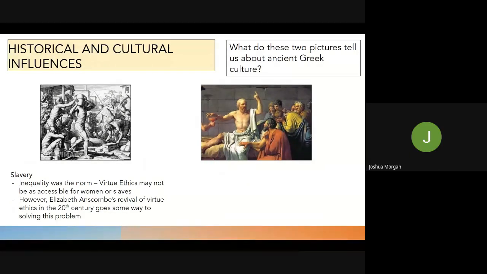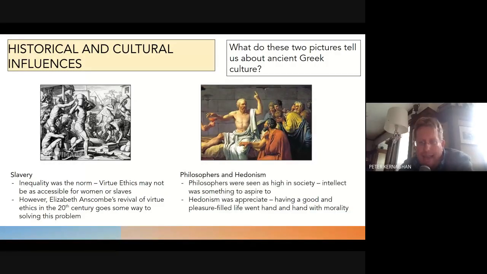They look like they're debating. Yeah. So the higher pleasures. Yeah, they are. Here are the hedonists. So there's this guy Epicurus, who advocated the pleasurable life. Not too much, not too little, but enjoy a bit of wine and so on. And hedonists were very popular in high society.